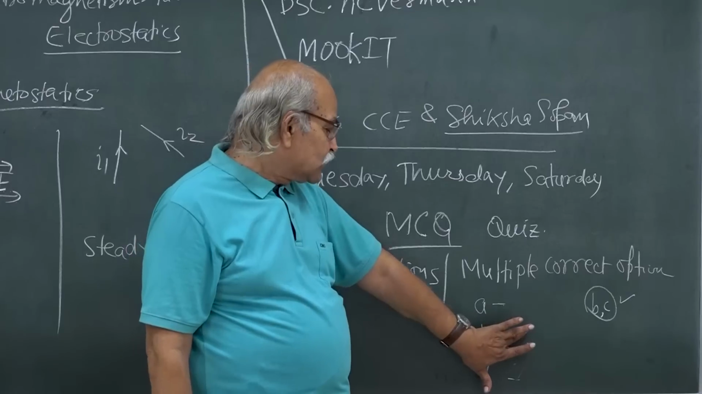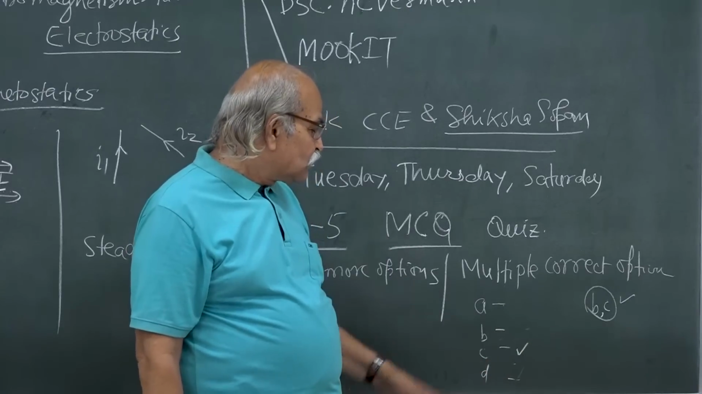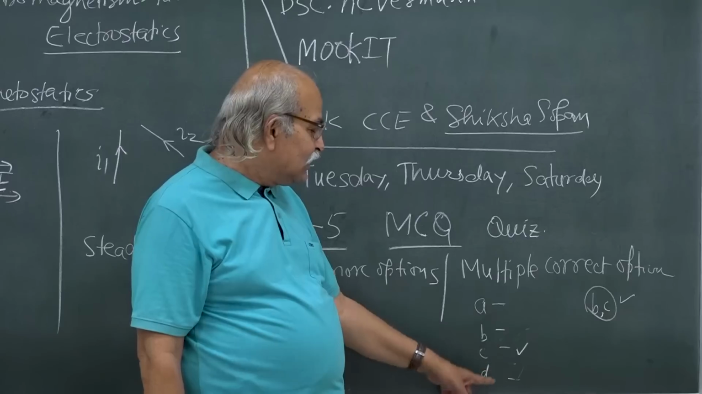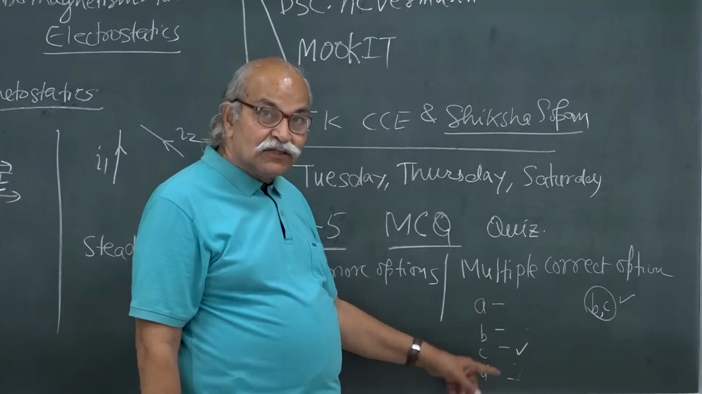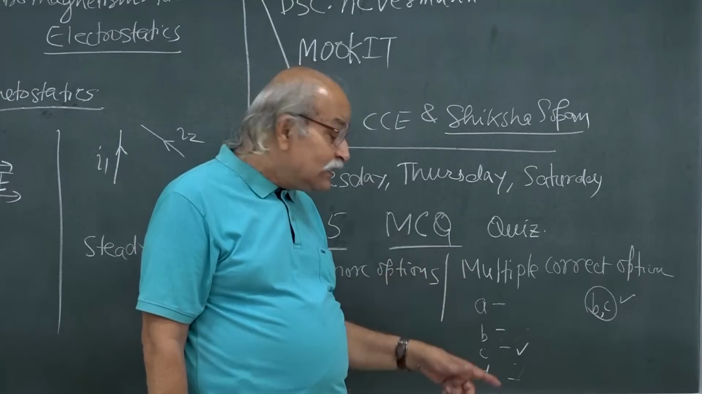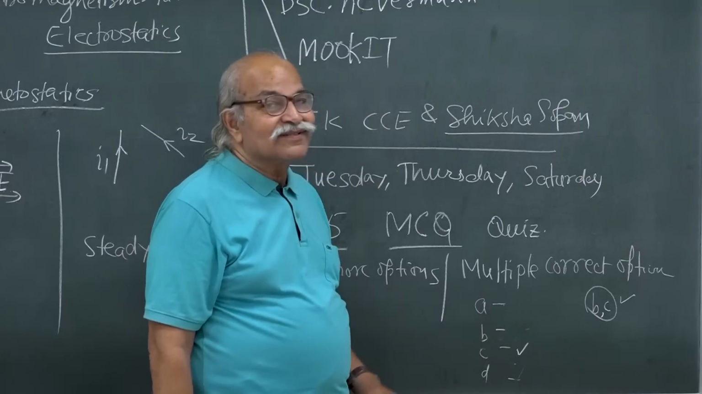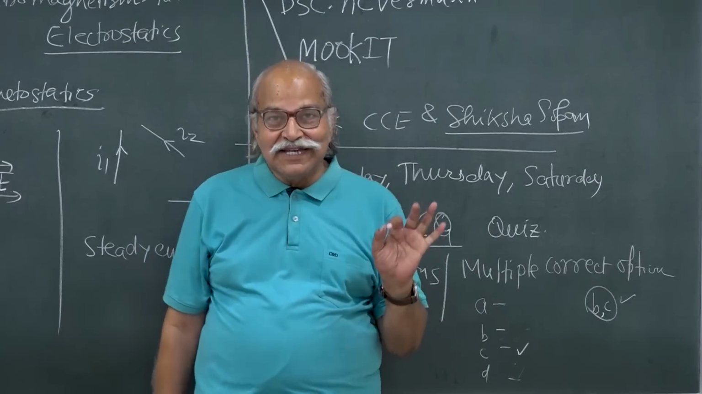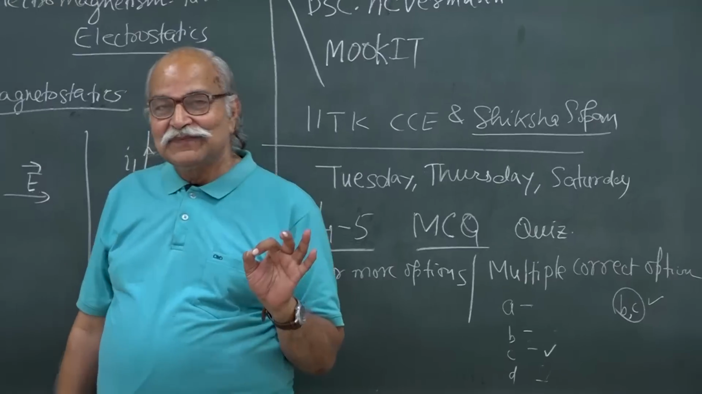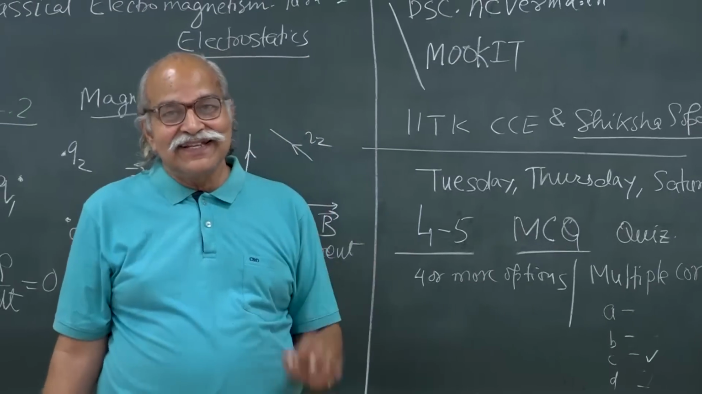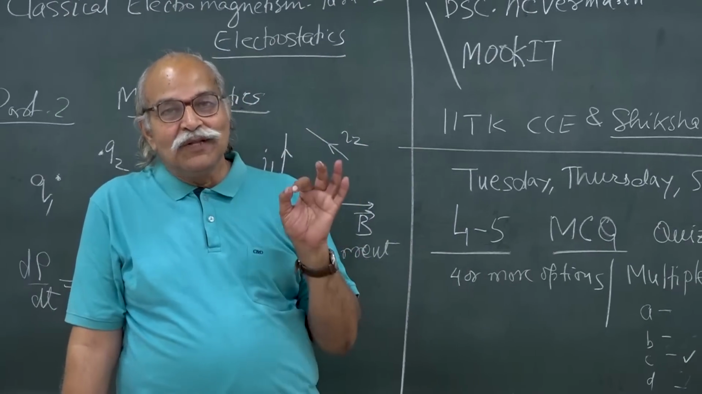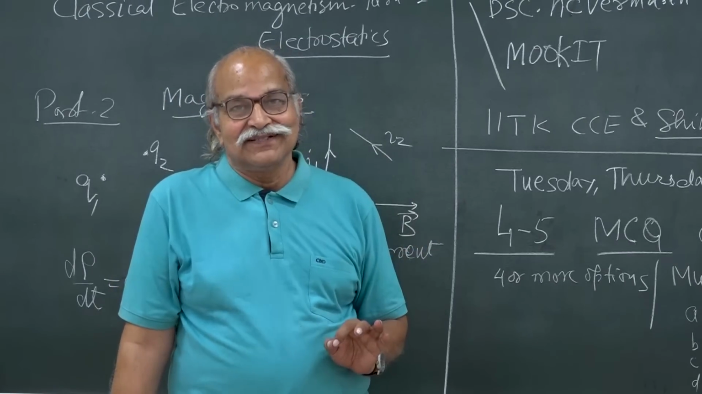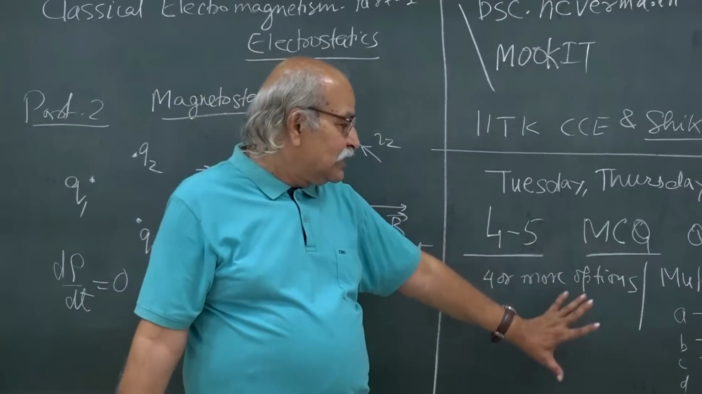Similarly, if you have chosen only C, you have not chosen A, you have not chosen D, so you have not chosen any of the wrong options, but you have also not chosen all of the correct options, then also you get 0. So the only way to get more than 0 marks in a question is you mark all the correct options and don't mark any of the wrong options. So that is how the quiz will be evaluated.